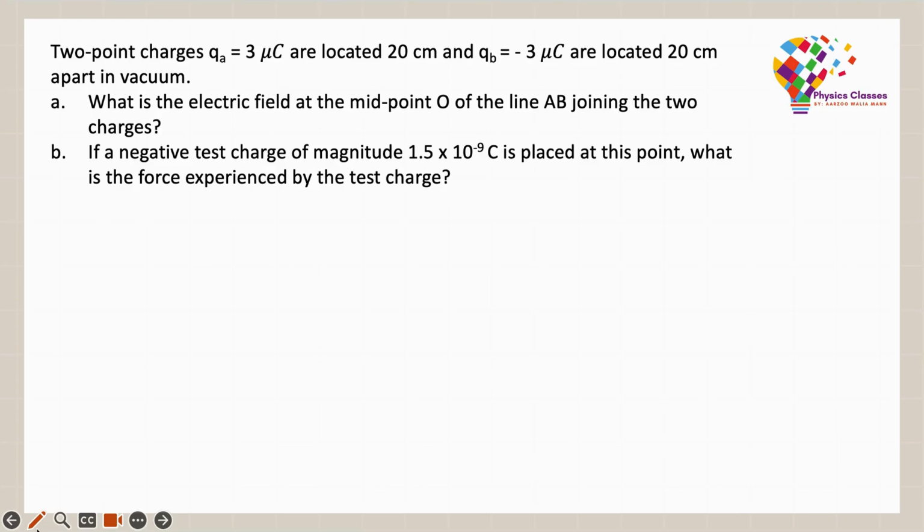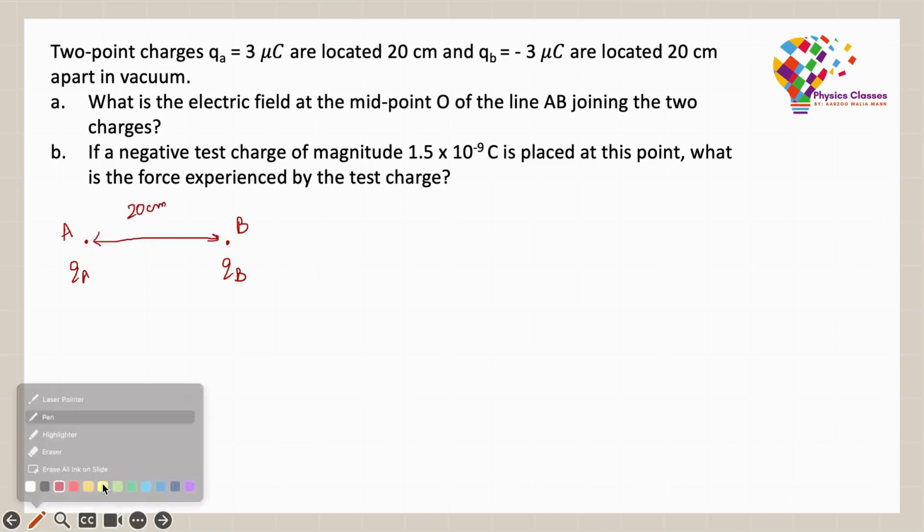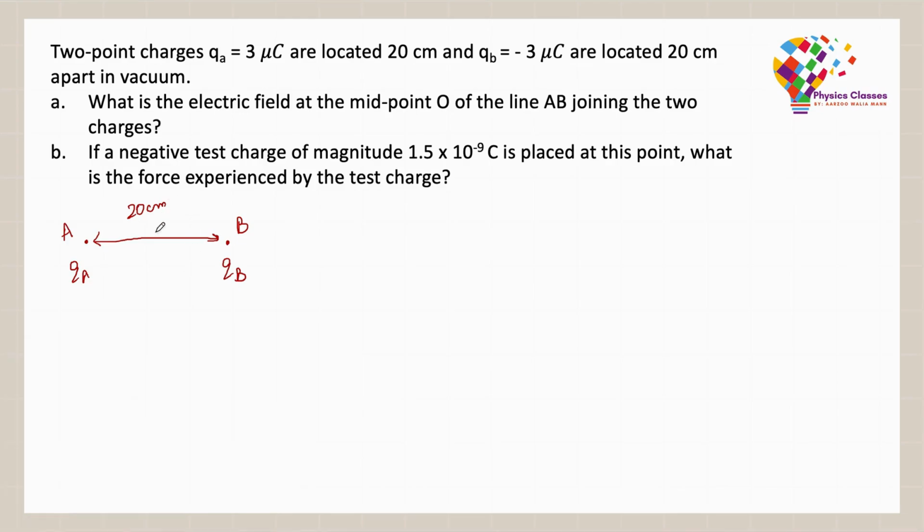So in order to understand this, the idea is pretty easy. Let's say that I have this QA charge at point A. I have another point B, and on this point B, I have the QB charge. Now this QA and QB are separated by a distance of 20 centimeters. And I want to find out the electric field at a point P or at a point O, which is at the center of this. That means the distance from each of the two charges here is 10 centimeters.